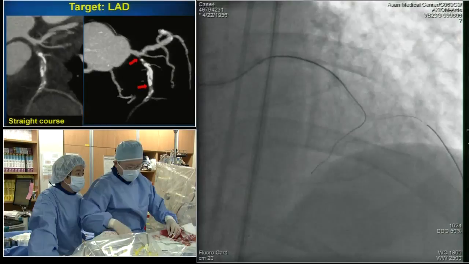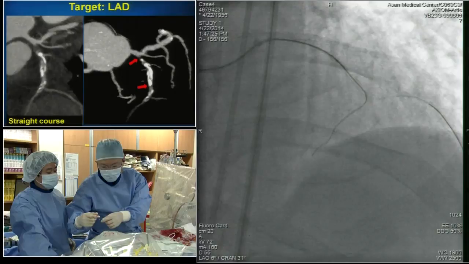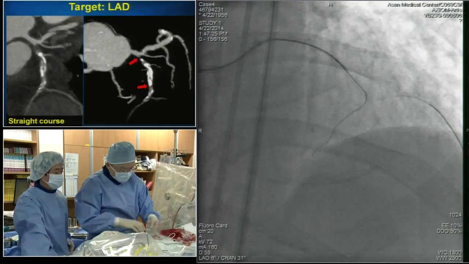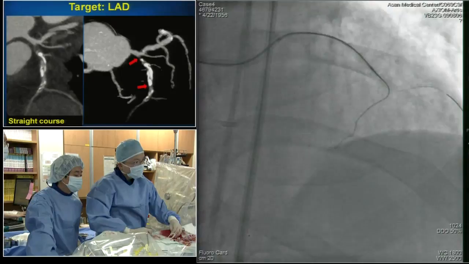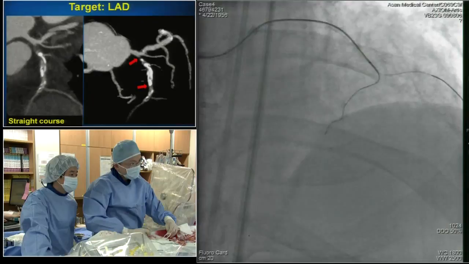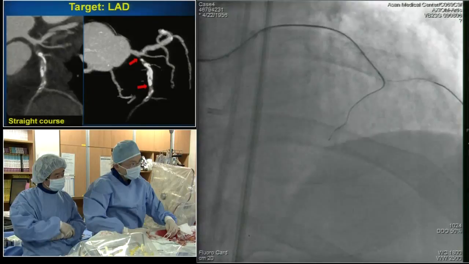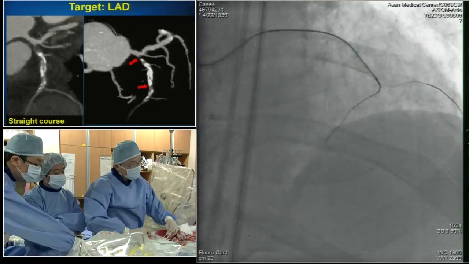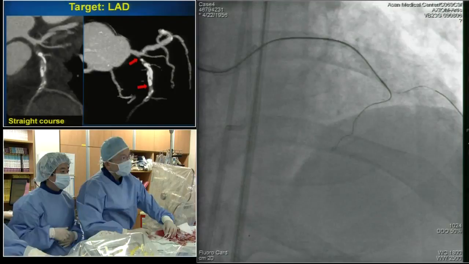Do you expect a dotter effect? Yes. The dotter effect of the Corsair. And when Corsair passes, I change the wire to Shion Blue, which gives us stronger support. Very nice idea. Yeah, life is difficult. It doesn't just jump across, does it? No.